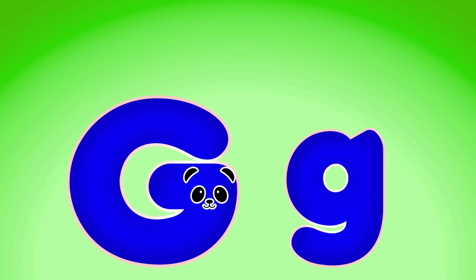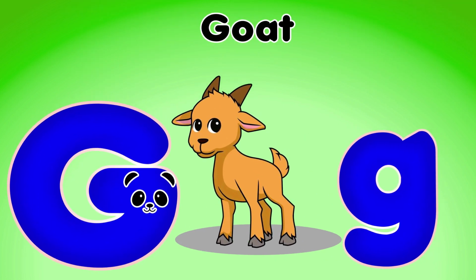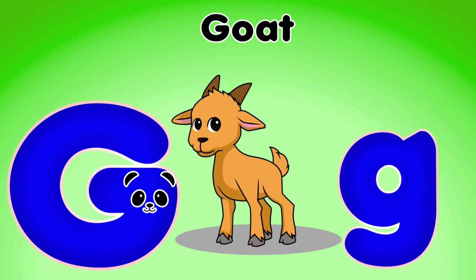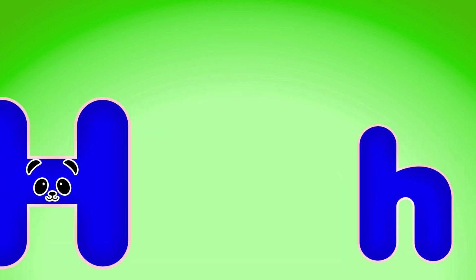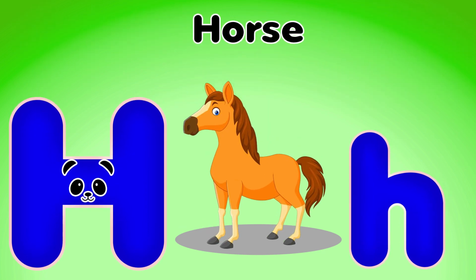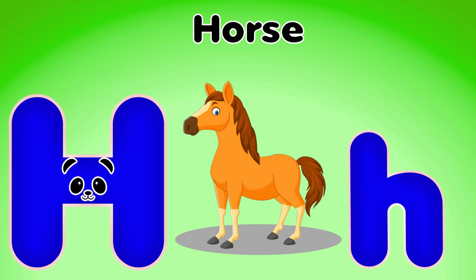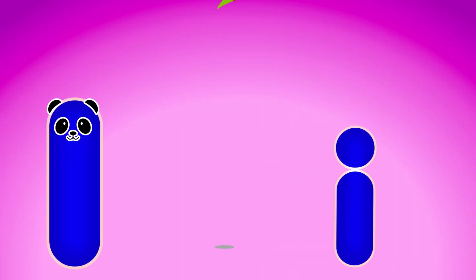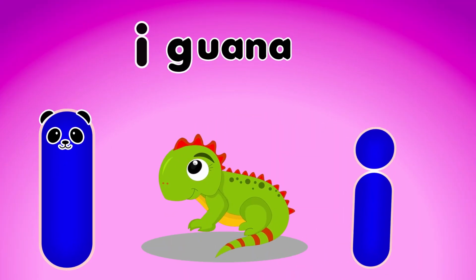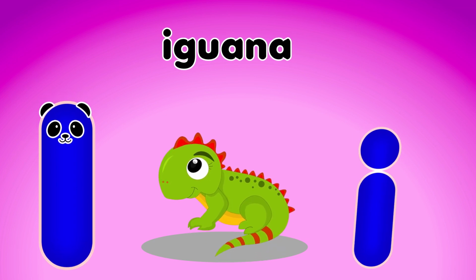G is for goat, G, G, goat, G, G, goat. H is for horse, H, H, horse, H, horse. I is for iguana, I, I, iguana, I, I, iguana, I, iguana.